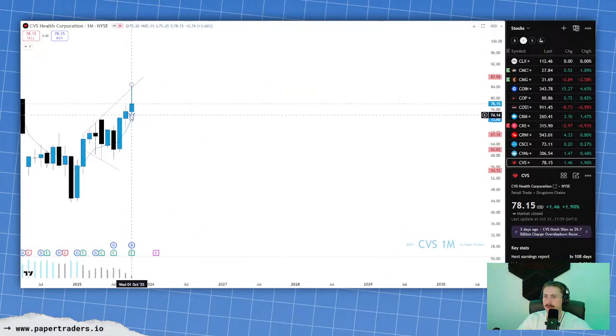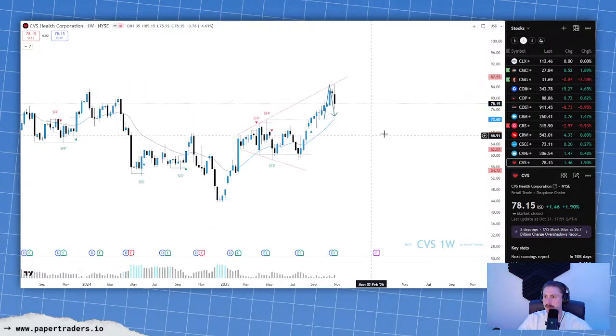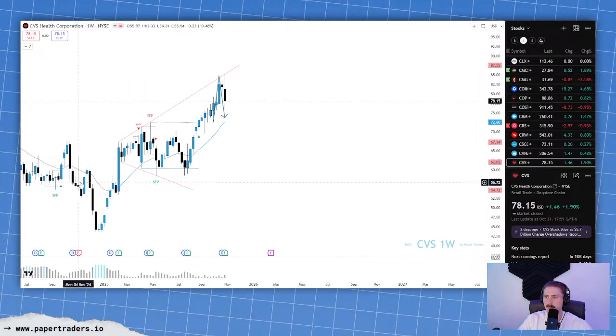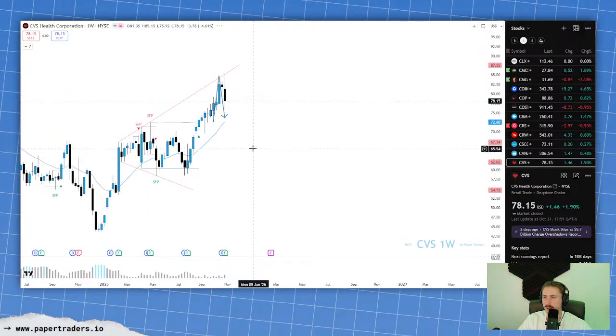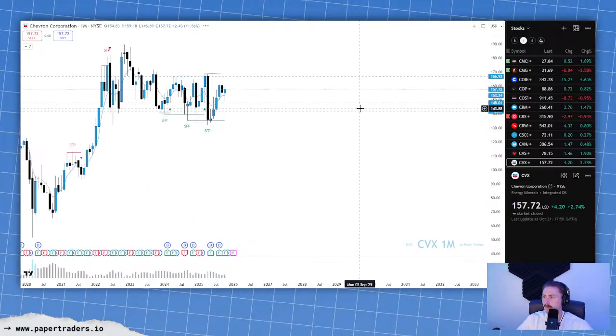CVS also looks like a decent short. Is what we had on the weekly. Really nice short. Outside week, outside double week, outside. Rejected OTE too of the monthly. Bearish OTE. Yeah, that'd be a nice short. Carvana and CVS.